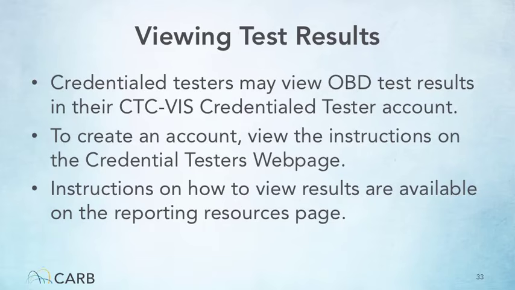At CARB's Credentialed Tester webpage, you will find FAQs that explain the failure reasons and suggested actions. Testers may print the test results by opening either the test ID or the pass page, right-clicking, and then selecting Print on their screens.